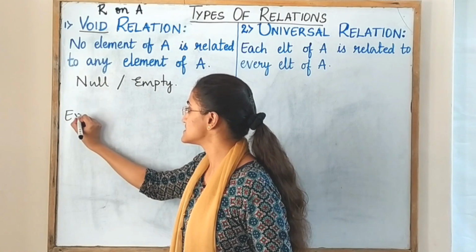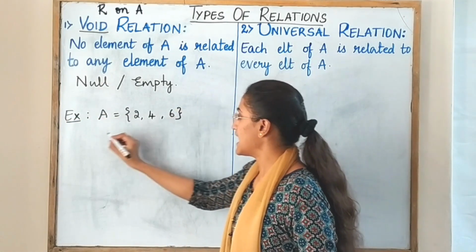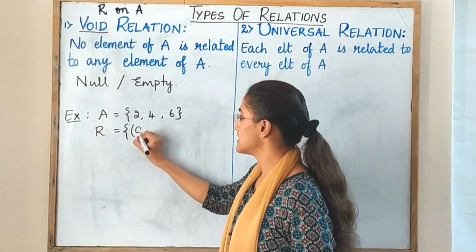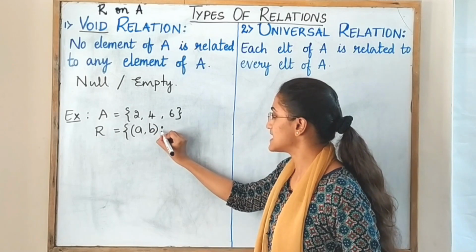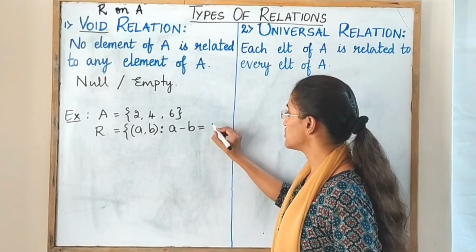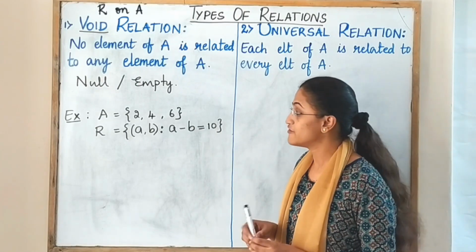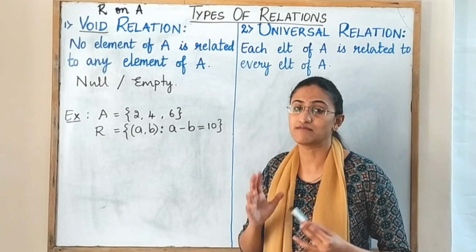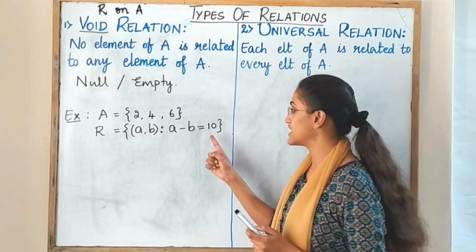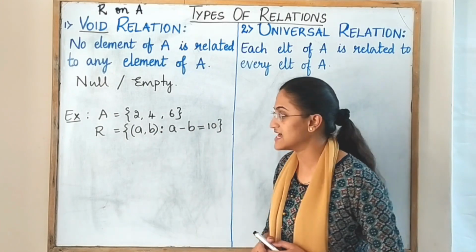If I am taking a set A, and let me define the relation R as (a, b) such that the difference of a and b should be equal to 10. If you take any two elements from the set A and subtract them, you need to get 10. This is how I have defined the relation.